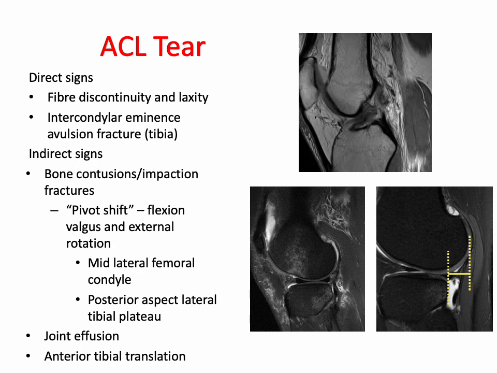Clinically, the ACL can be tested with the Lachman test, pivot shift, and anterior drawer tests, and on MRI can be seen as either direct or indirect signs. Direct signs being fiber discontinuity and laxity, and avulsion fractures of the intercondylar eminence of the tibia. Indirect signs include bone contusions or impaction fractures, joint effusions, and anterior tibial translation, as we're seeing here.